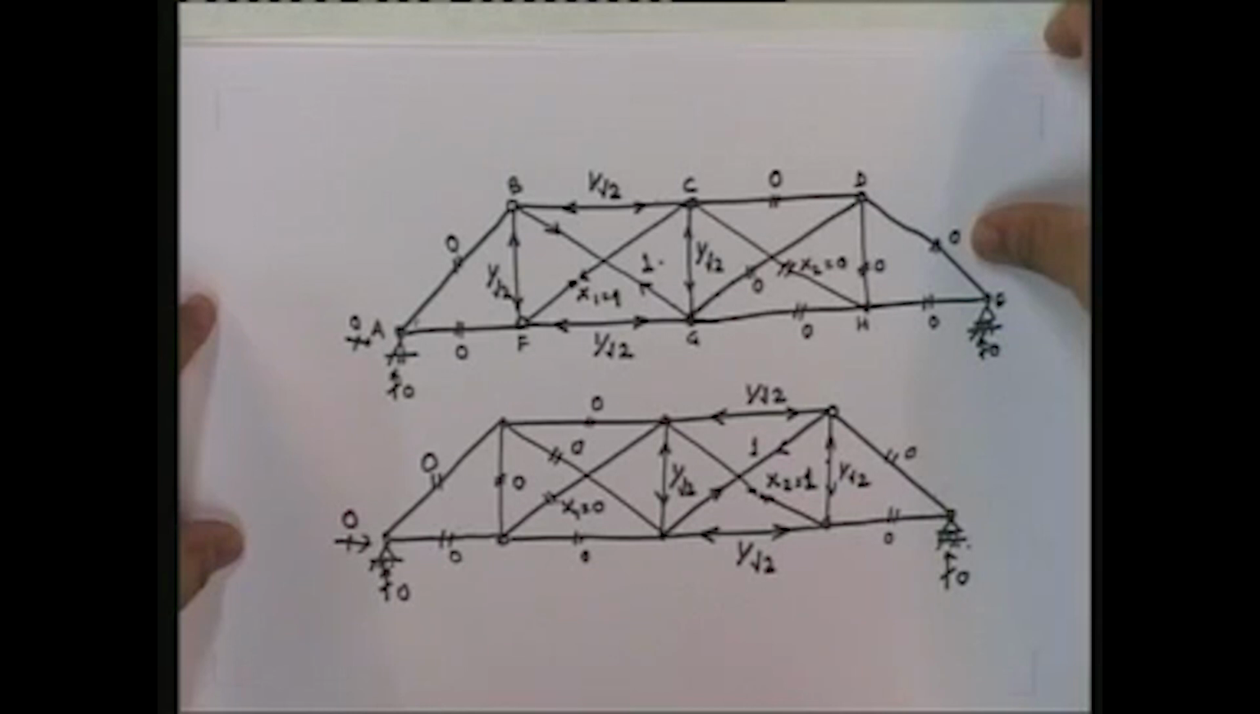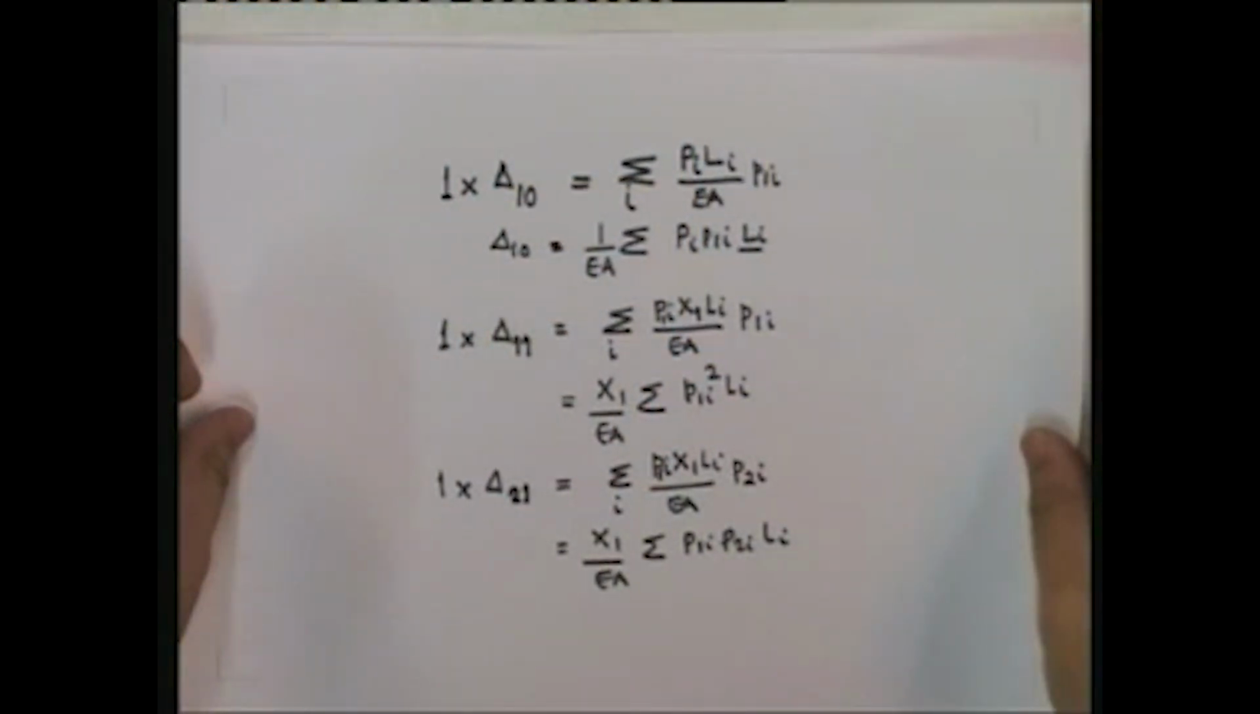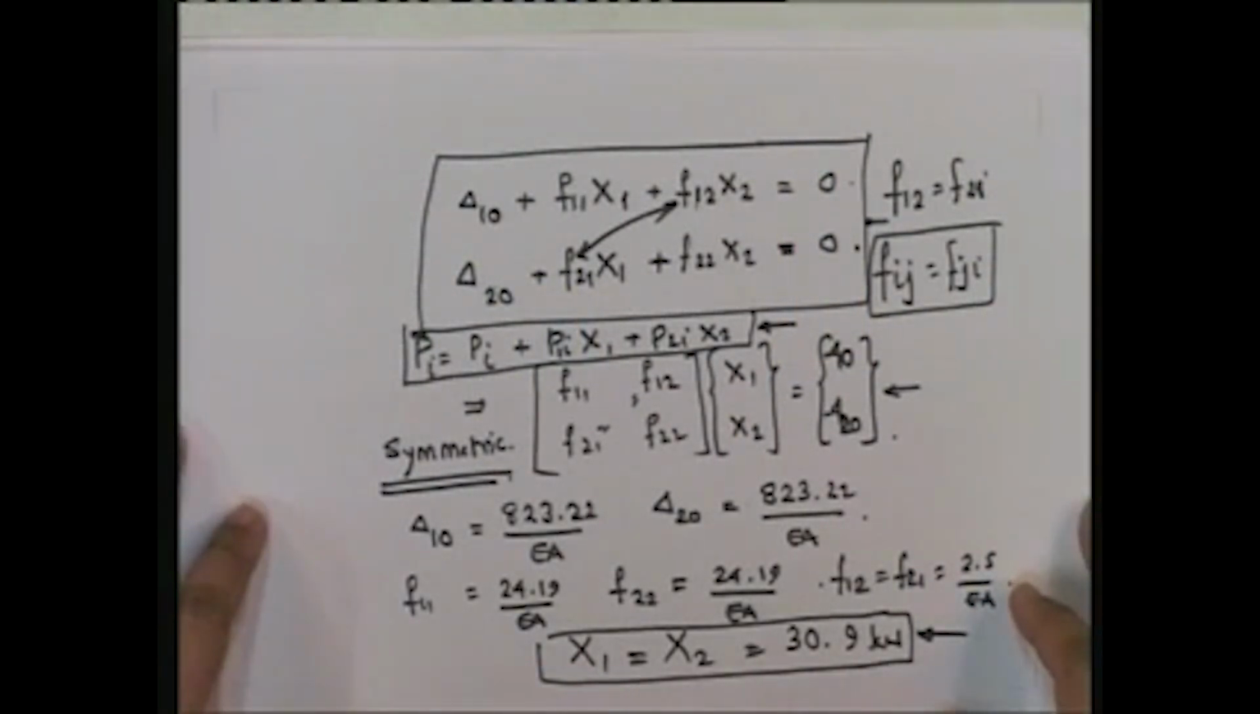And after that, we put all of those values that we computed in one table, and from the table we computed all these various parameters, and ultimately these were the two equations that we got, and we solved for x1 and x2. Once you solve for x1 and x2, you know the values of those parameters, and you can find all the forces.